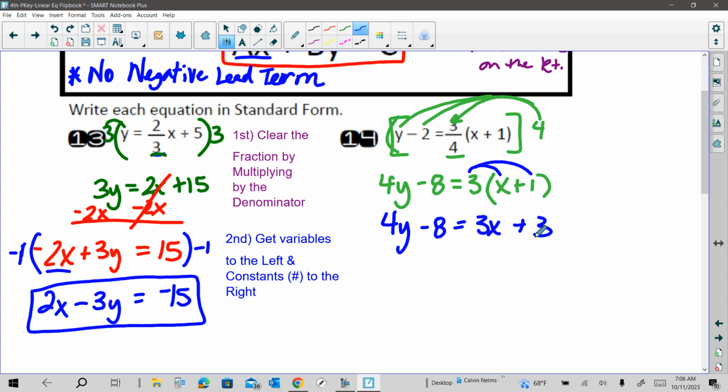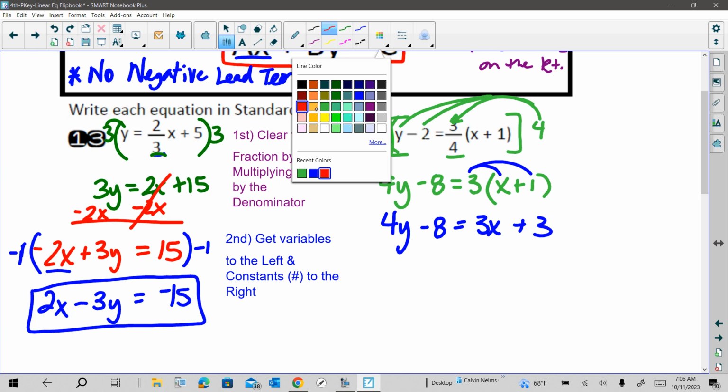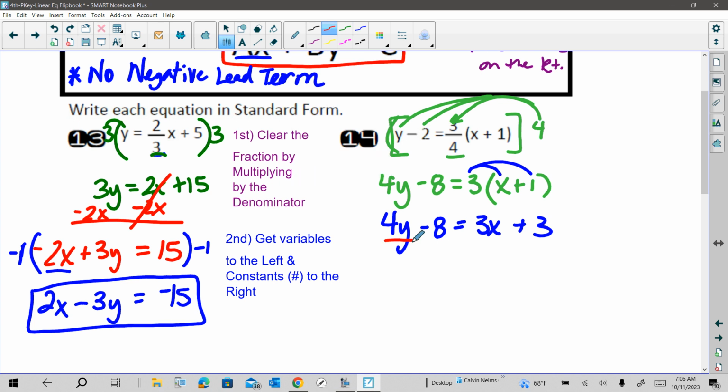And now we're going to get our variables to the left. So we have the 4y, and we have a constant here. I'm going to do this all in one step. I'm going to subtract the 3x to get this 3x to the left, doing the opposite.